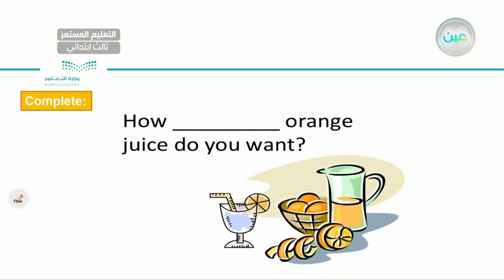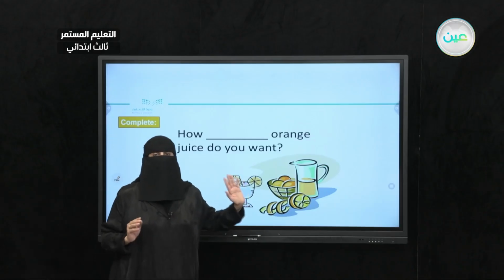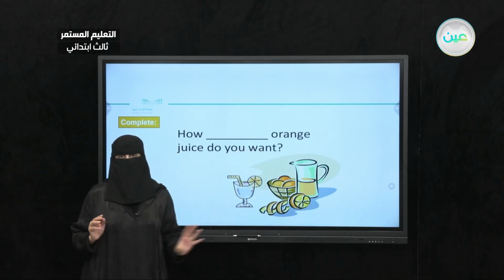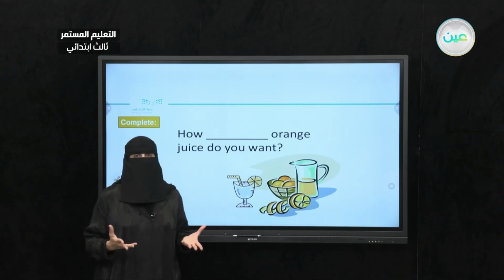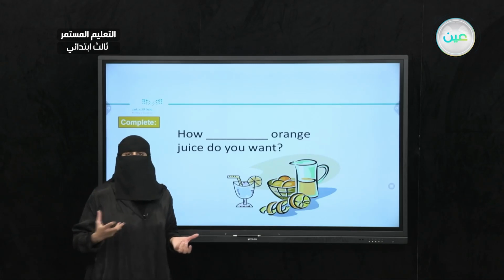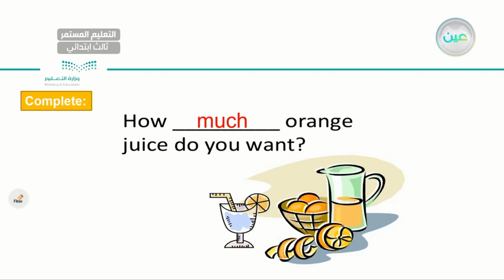Now, I need your help with this one, okay? How ___ orange juice do you want? Now, you need to help me to decide. Do I use much or many? Now, look at the thing I'm asking about. Can we count it? Can we count the orange juice? Any kind of juice? Is it countable? The answer is no. It's uncountable. That's why we use much. How much orange juice do you want?